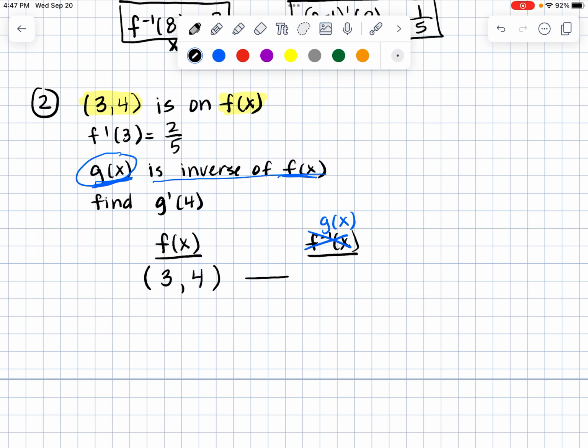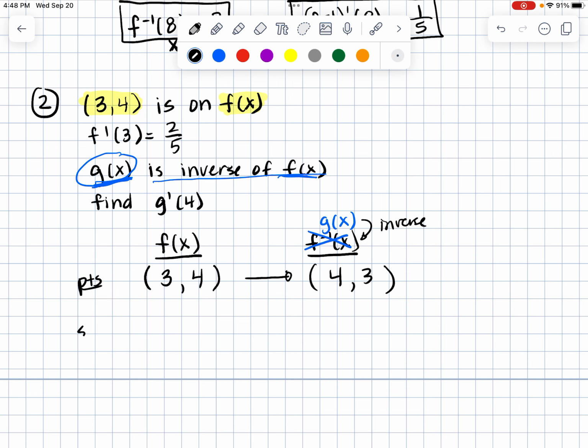Now, right off the bat, I can go to my other point. I know that g of x is the inverse function. How are points related in inverse functions? Remember that x's and y's switch. So if on f of x it's (3, 4), then on g of x it's just going to be (4, 3). They're just going to flip. Does that make sense? Okay, so these are the points.